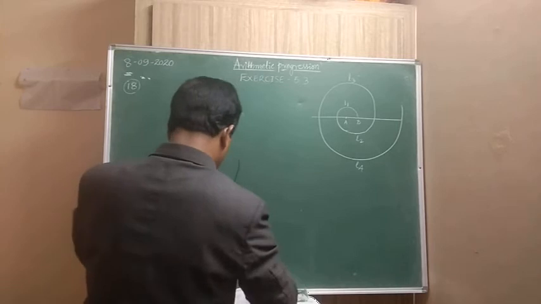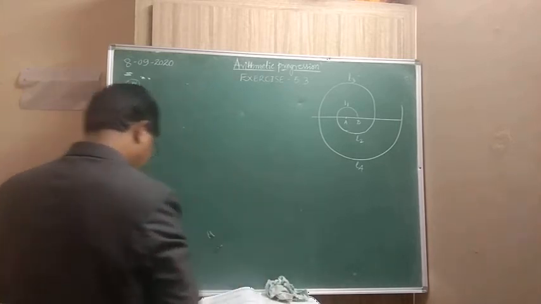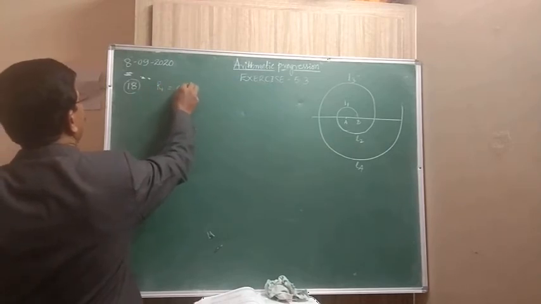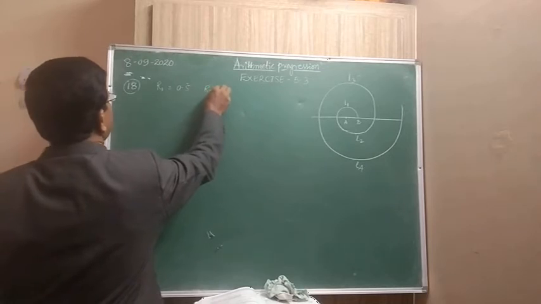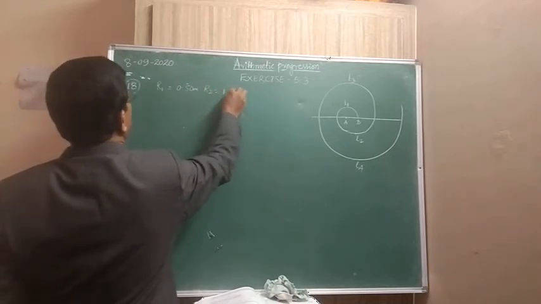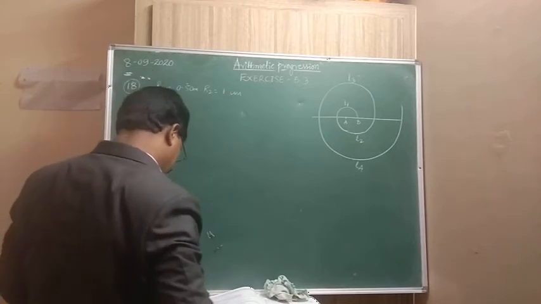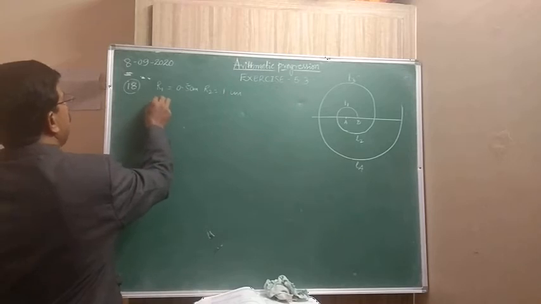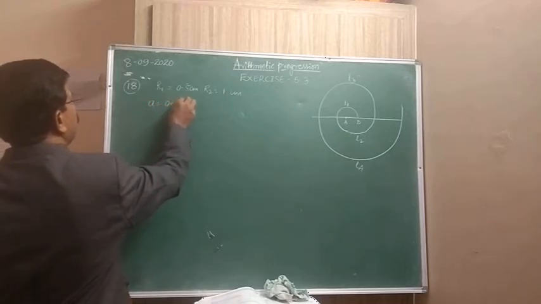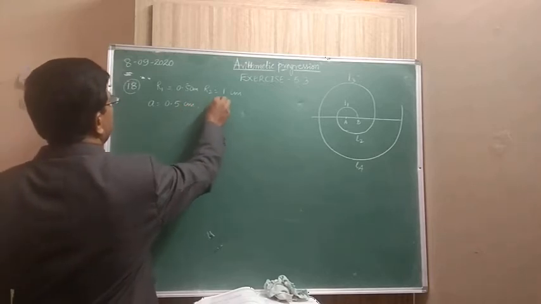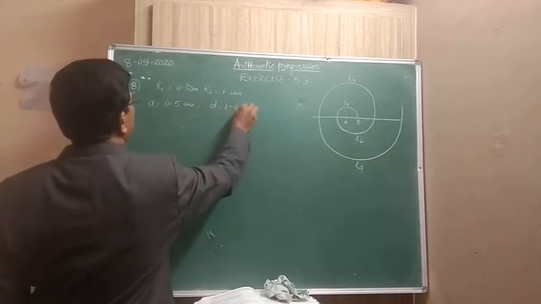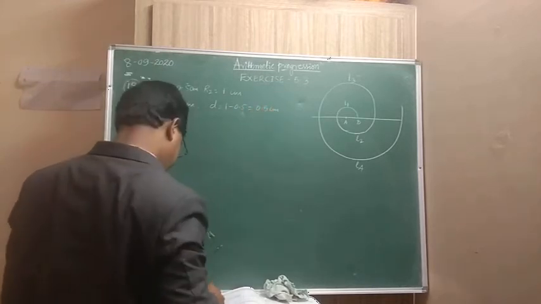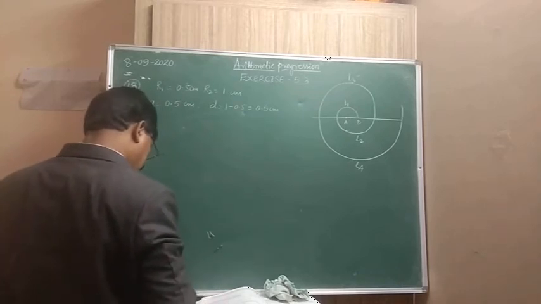Now how to continue this? Let us take the given one. Radius R1 is equal to 0.5, R2 is equal to 1 centimeter, as given, etc. Then consider this as A, which is 0.5 centimeter, and D is 1 minus 0.5, which is equal to 0.5 centimeter. Clear?